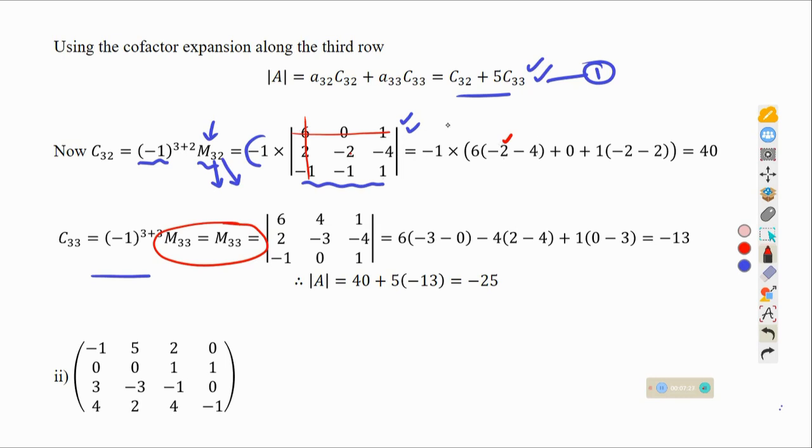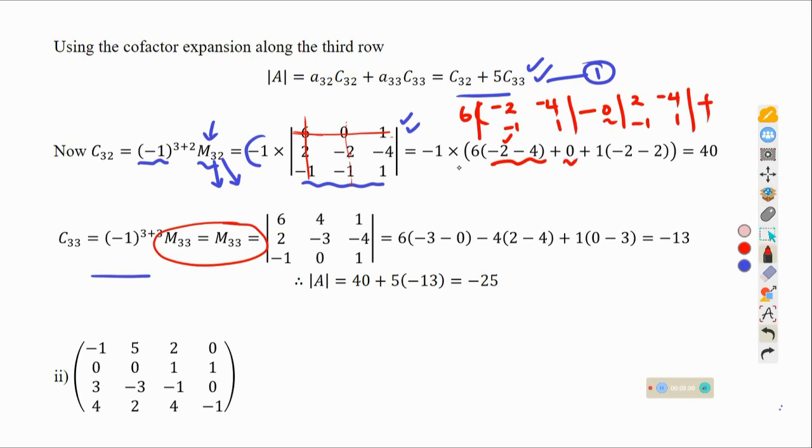But remember, we shall maintain the 6. So we say 6 into the determinant of negative 2, negative 4, negative 1, and 1. So this determinant here is what we are having. Then remember, we are supposed to subtract 0 into the determinant of, you will eliminate this and eliminate this, so it will remain with 2, negative 4, negative 1, and 1. But because we are multiplying by 0, it will remain as 0.